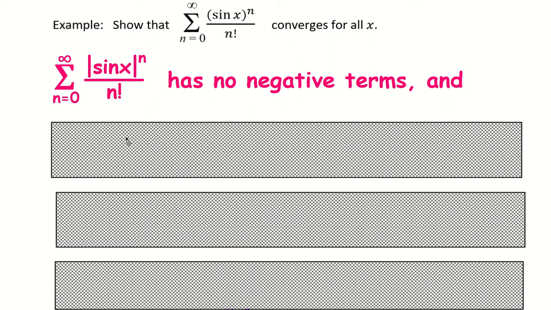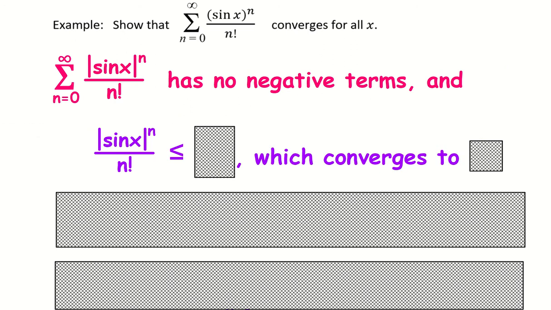Taking the absolute value of the sine of x has no negative terms, and this would always be less than or equal to what? Think about the sine of x. What would this have to be less than or equal to? One over n factorial. Okay? Think about it. The sine of x is never going to be greater than 1, right?